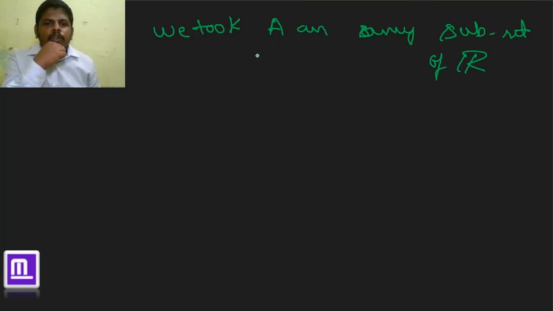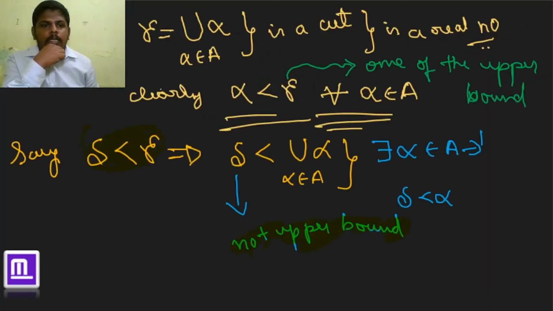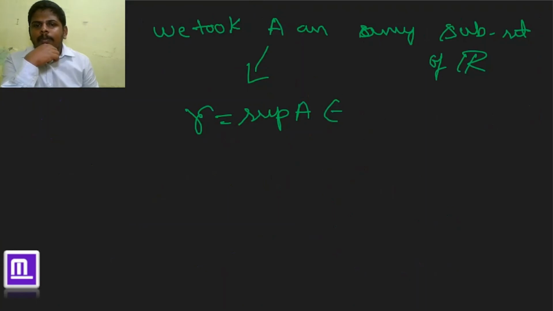Then with every subset we found a gamma, which is the supremum of it. And for that supremum, as we proved in the first part, all the three properties are satisfied. That means our gamma is a real number. Fine. So what do we have? A real number.